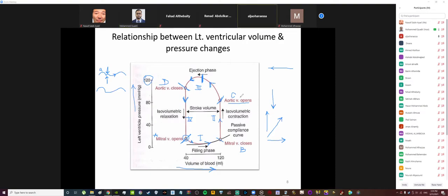In the rapid ejection phase, regarding the aortic pressure, we said that the aorta is expanded because we want the atrial pressure to remain lesser than the ventricle pressure. Is that true? No. No one said that sentence.